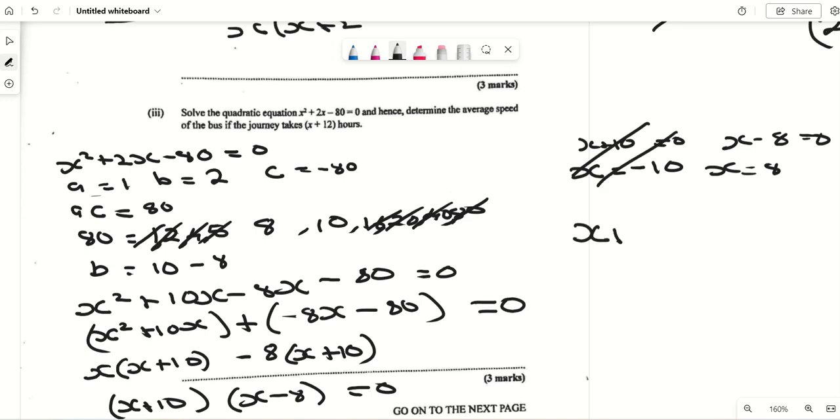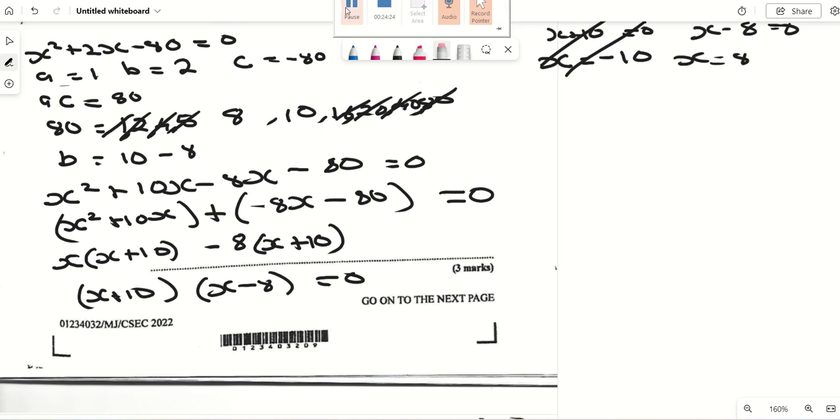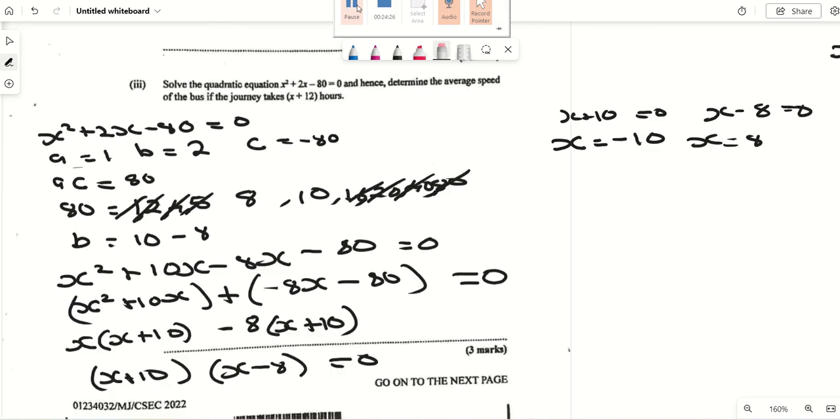So if they're saying x plus 12 hours, x is equal to 8, so 8 plus 12 is equal to 20. But they actually ask for the average speed. Now, speed is what? Very right. So in this question, they didn't just tell you the number, they told you to calculate the average speed. So as I was saying, it will be negative 10, but we'll still calculate it to show you.